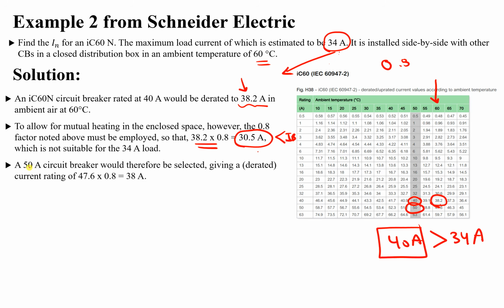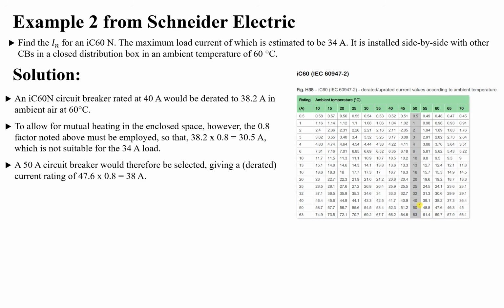So a 50 ampere circuit breaker, let's delete this. 50 ampere circuit breaker at 60 Celsius degrees will be 47.6, as you can see. And then after applying the grouping factor, it will give us 38, which is greater than the IP which we want. That's why a 50 ampere will be suitable.